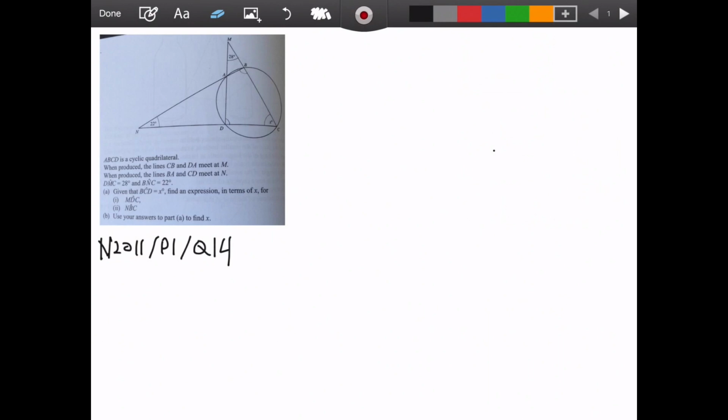Okay, we're looking at this question from the EMATS O level question year 2011, paper 1, question 14. Okay, so let's go through the question together.